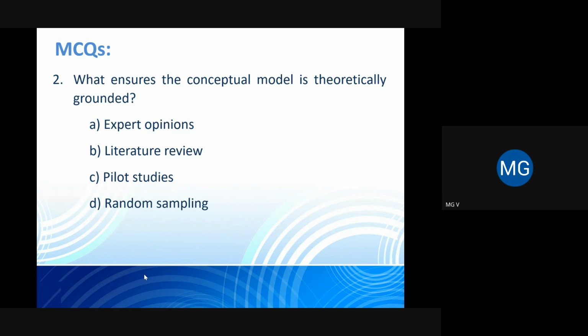What ensures the conceptual model is theoretically grounded? Expert opinions, literature review, pilot studies, or random sampling? Again, very clear answer. Literature review. Right. It is literature review.